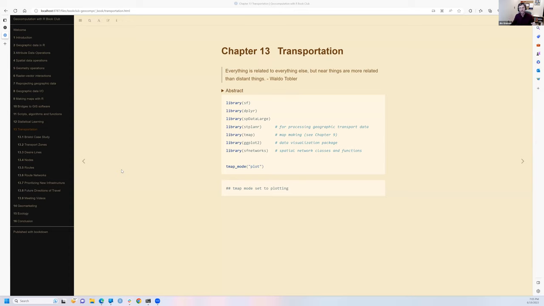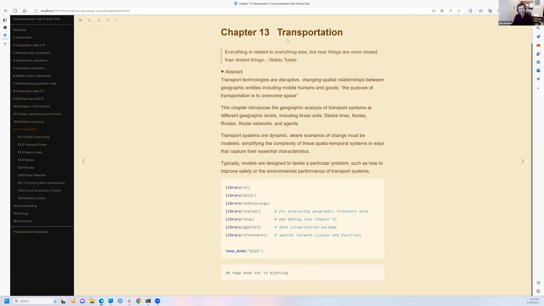Diving into chapter 13, the transportation use case. The authors open with a note, the Tobler note, that obviously I think in geospatial use cases, we understand that things that are near to one another may be more related to one another than distant things. And transportation in particular is an interesting use case because spatial relationships are time relationships and they're the cost relationships in moving goods and humans around.